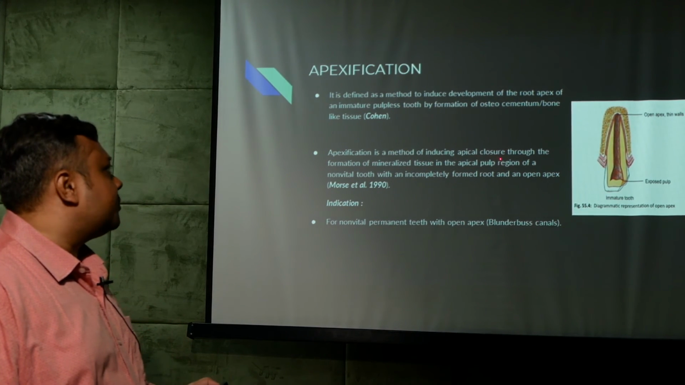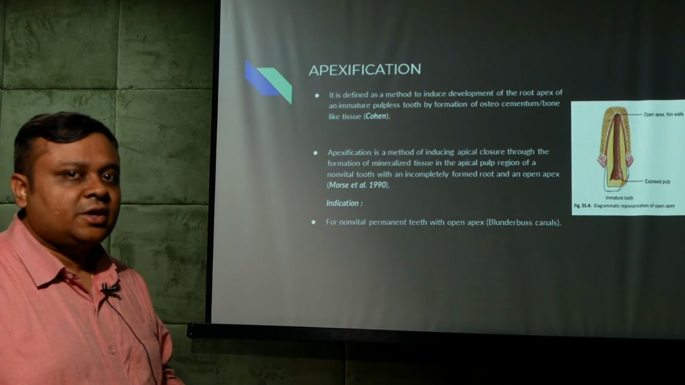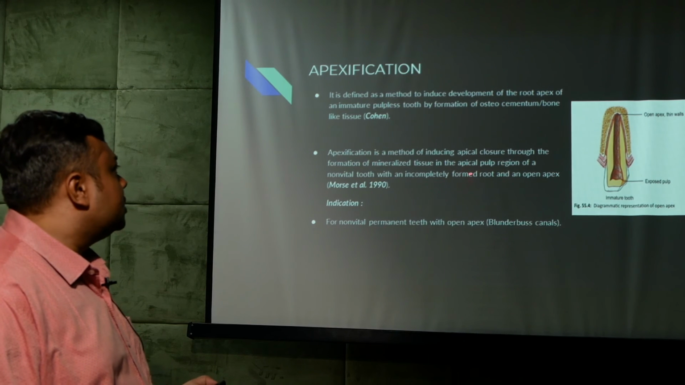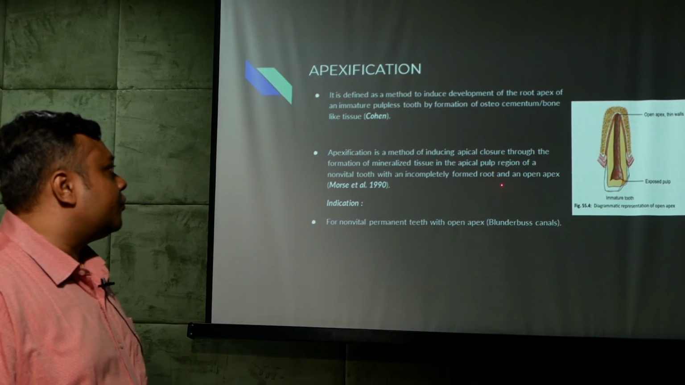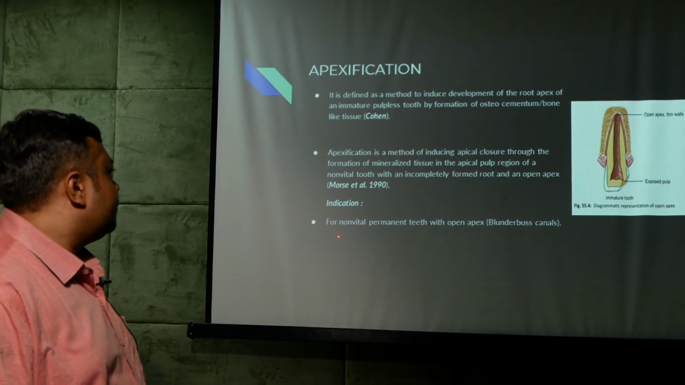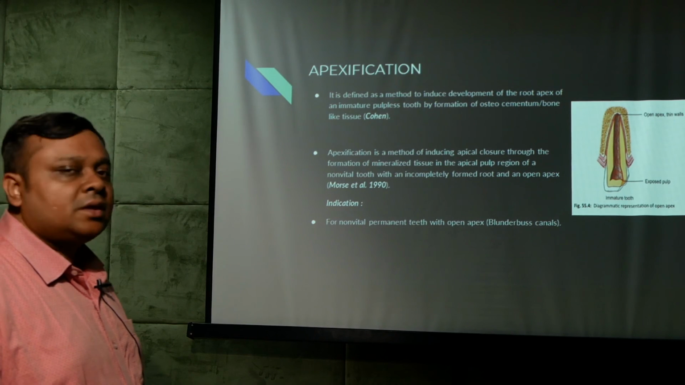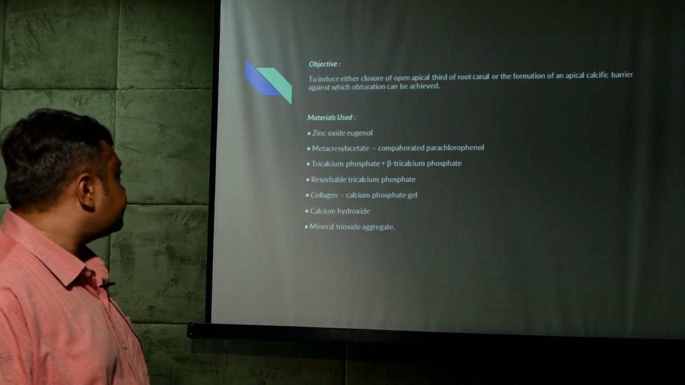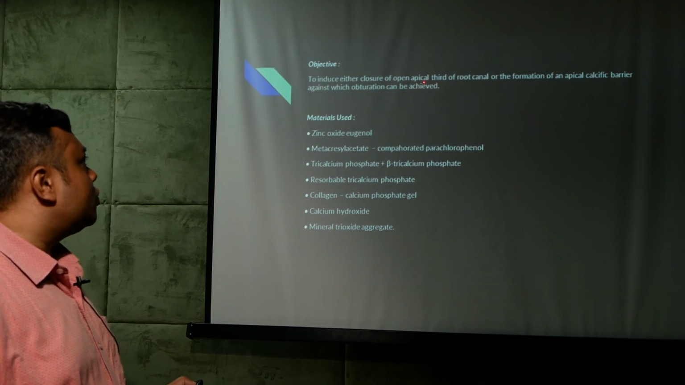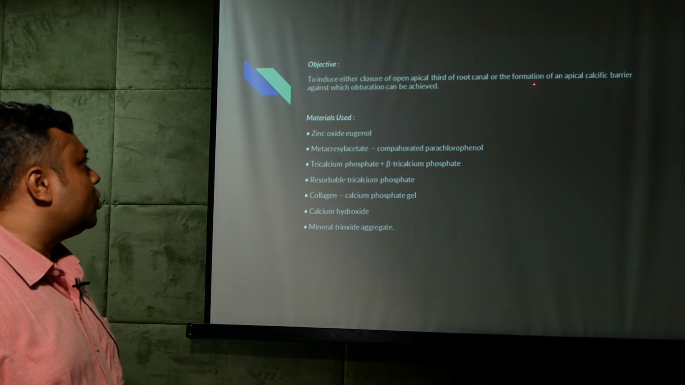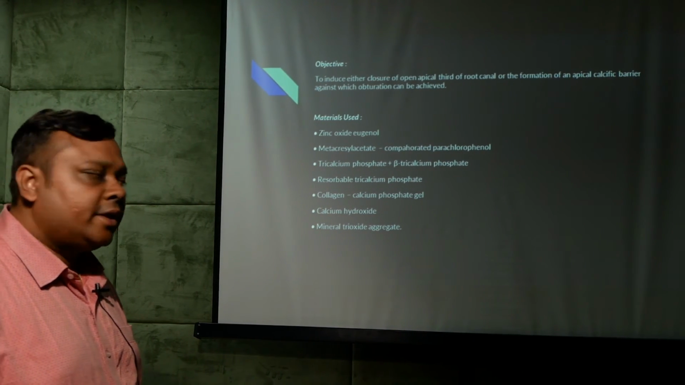In this, we induce the apical closure with the formation of a mineralized tissue. This mineralized tissue can be osteocementum or a bone-like tissue, in the apical region of the non-vital tooth with an incompletely open apex. Non-vital permanent teeth with the open apex, these kind of canals are also called blunderbuss canals. The objective of apexification is to induce either closure of the open apical third of the root canal or the formation of an apical calcific barrier against which obturation can be done in future.